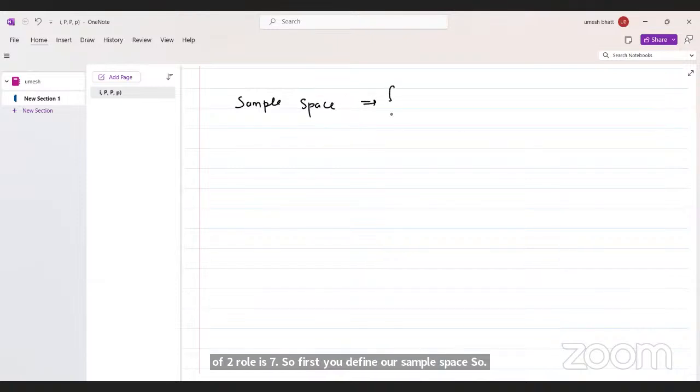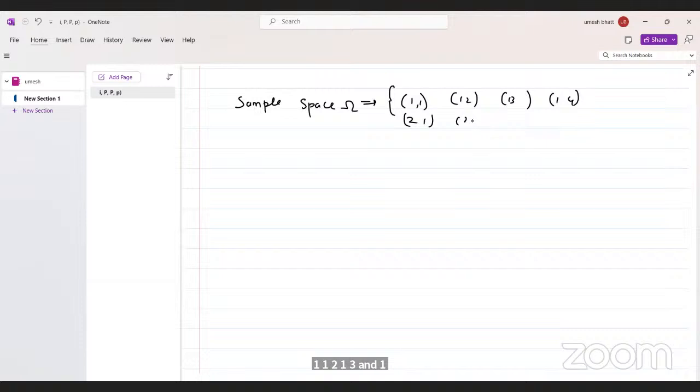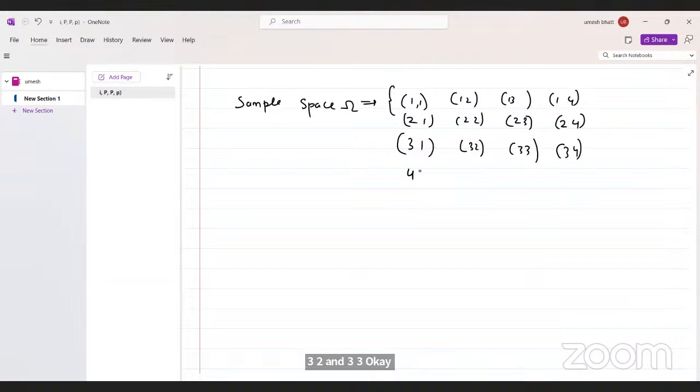What is the sample space? Note down 1,1; 1,2; 1,3; and 1,4. Similarly, 2,1; 2,2; 2,3; and 2,4. Similarly, 3,1; 3,2; 3,3; 3,4; and 4,1; 4,2; 4,3; 4,4. This is our sample space.